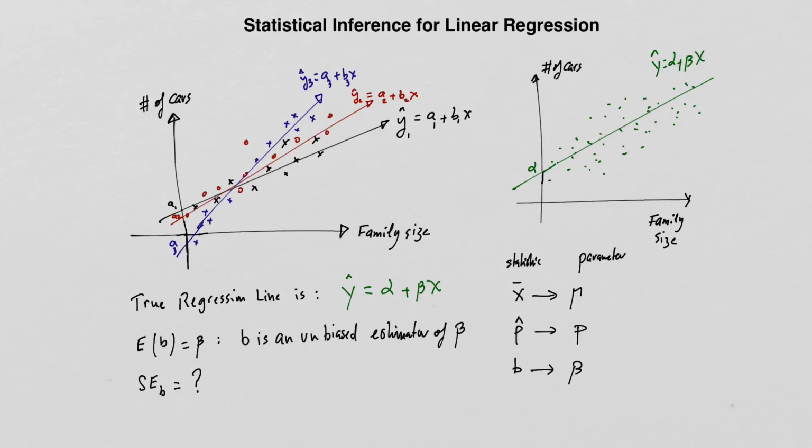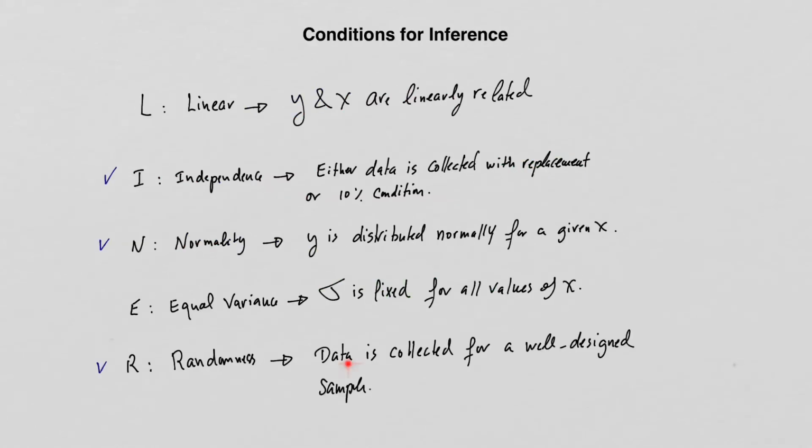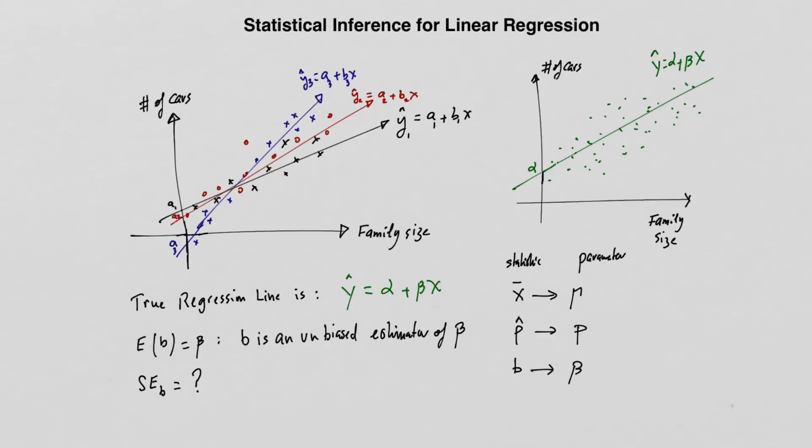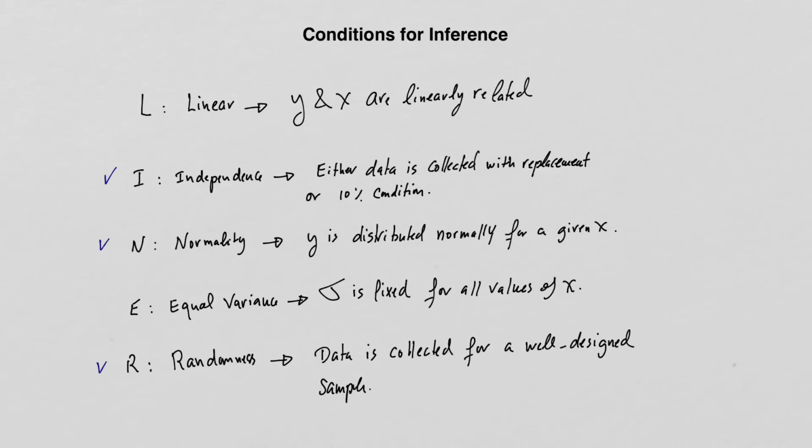So make sure that the data is collected properly. It comes from a well-designed sample. Could be an SRS, could be a stratified SRS, could be systematic sampling. You just have to make sure that the data is collected in such a way that it represents the population of interest. So that leaves me with these two.